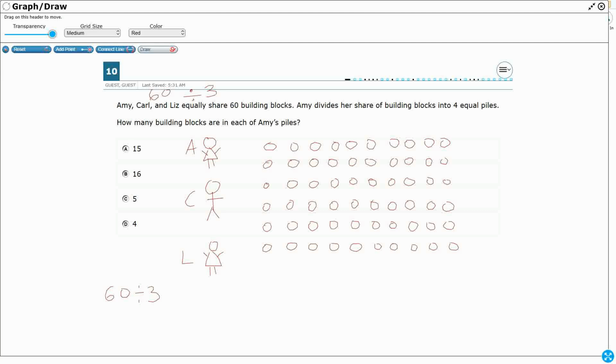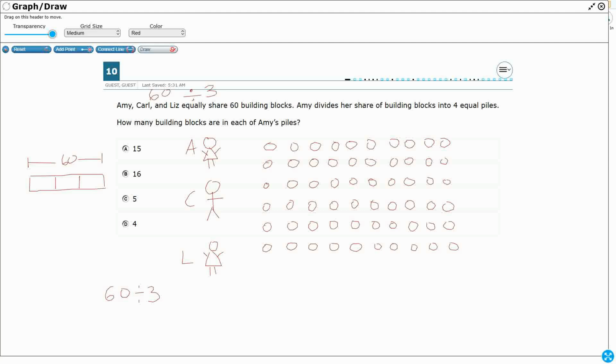We could also, if we wanted to, make it a strip diagram. We can say, all right, we've got 60, and we're going to divide that by 3 into 3 different parts. So there are different ways that we can look at it. And so let's use our representation here. How can we divide this by 3?